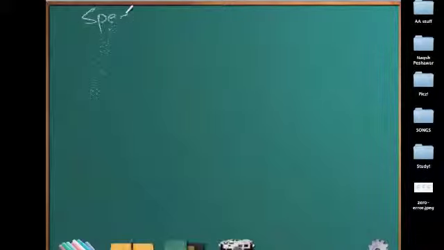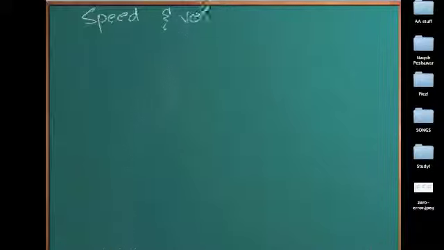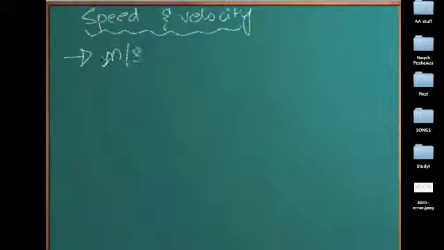Hey guys, we'll now be continuing the topic that we earlier talked about, which was scalars and vectors, and generally speaking, kinematics. So this lecture would be about the difference between speed and velocity. First of all, we'll start with speed and its counterpart, velocity. The unit of speed and velocity is meters per second.